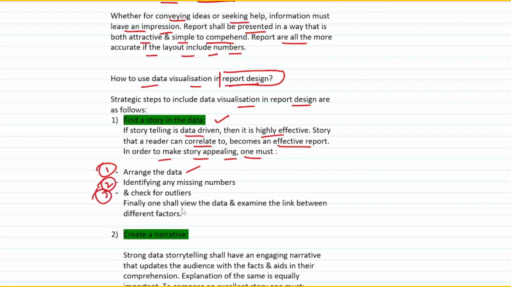And thirdly, you check for the outliers, right? So first thing is you arrange your data, then you identify the missing numbers, and finally you check for the outliers. Finally, one shall view the data and examine the link between the different factors, right? So that is all about finding a story in the data, right?